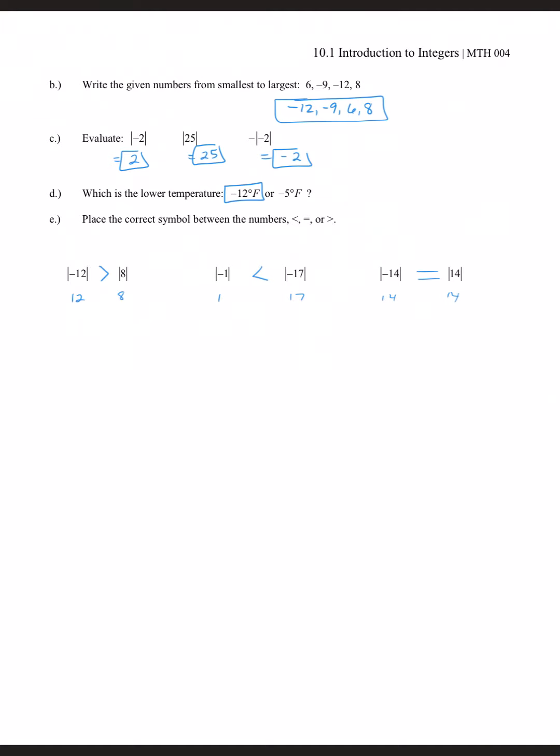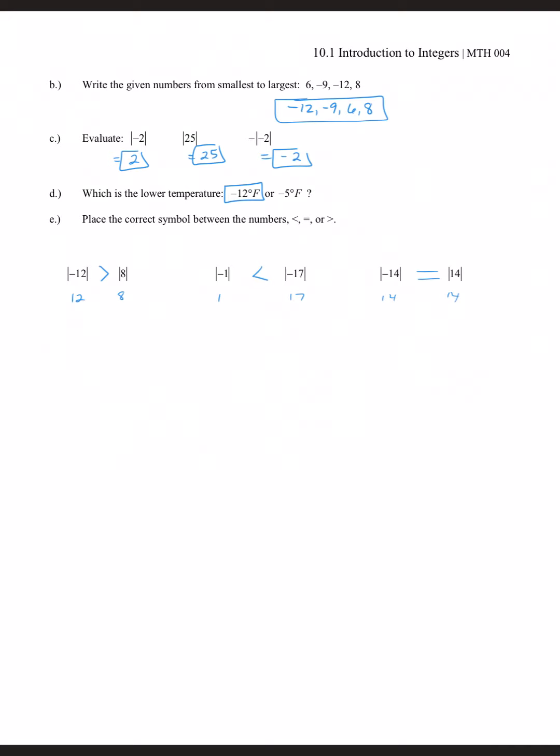Letter C, evaluate. What is the absolute value of -2? That's a +2. What's the absolute value of 25? That's just 25. And what is the opposite of the absolute value of -2? That would just be -2. Which is the lower temperature, -12 degrees Fahrenheit or -5? -12 is lower, that means it's colder.